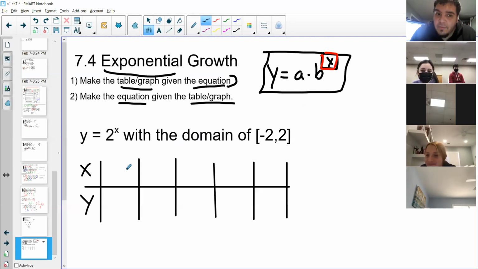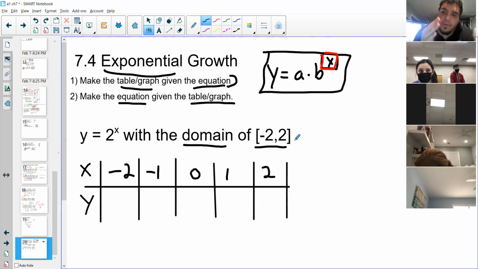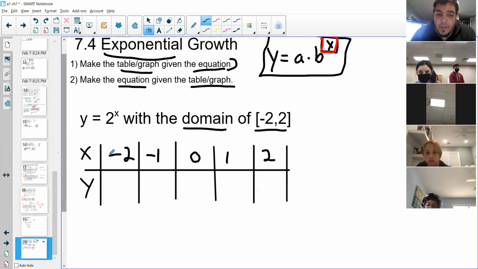We're going to do from -2 to 2. So -2, -1, 0, 1, 2. By the way, when I say domain of -2 to 2, that means from -2 to +2. With that in mind, we're going to take the numbers of the domain and plug them in to find our range.